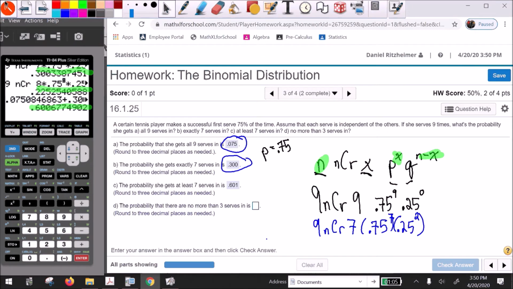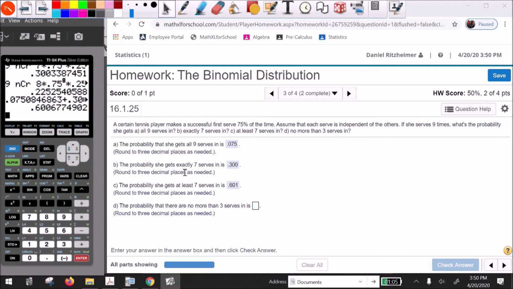All right. Now, there's another way we could have done that problem. The probability of getting at least 7 in is the complement of the probability of getting 6 or less in. And there is a button on the calculator that will calculate the probability of getting 6 or fewer serves in, and that is the Binomial Cdf. So if I wanted to, I could have done this differently. I could have done 1 minus the probability of getting 6 or less in.